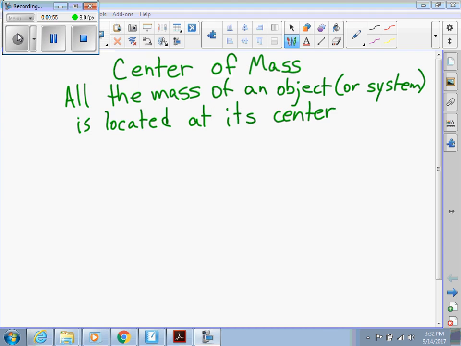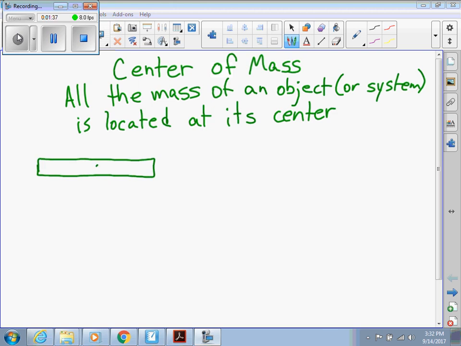And so what that does is that helps to simplify things for us. If we treat the entire mass of an object or a group of objects acting as a system as a point mass, it can really simplify some things for us. And we can talk about where we would balance it, where it would spin. It would spin about its center of mass, because when we talk about angular momentum, that's going to be important.